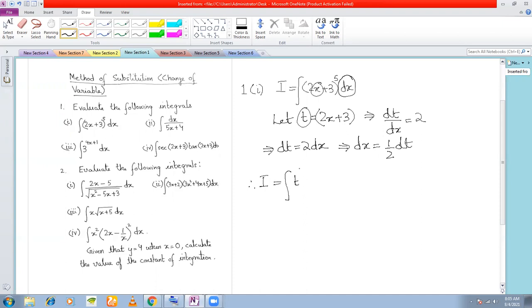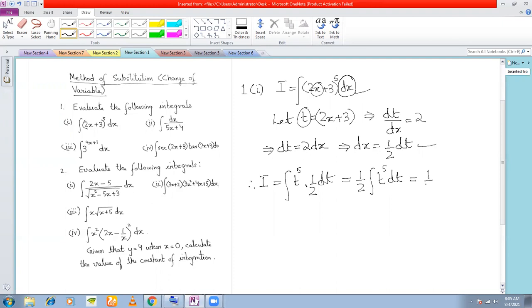So I write this as t to the power of 5. And what is dx here? dx here is half dt, so into half dt. Is this step clear? I have changed everything in terms of t. Yes, sir. And now take half out of the integral to get t to the power of 5 dt.